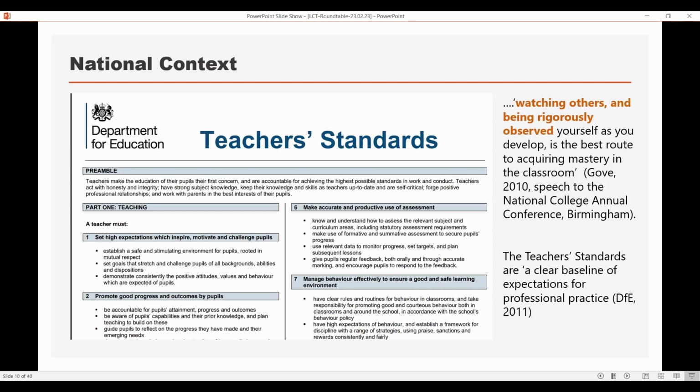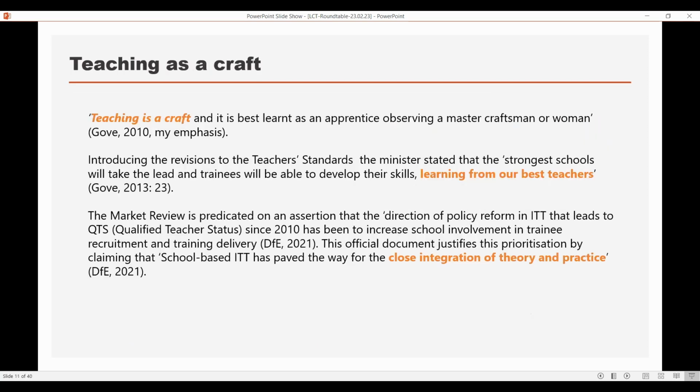The standards are full of command words. So to demonstrate, they're outcome based. And when they were introduced, Michael Gove, the then Secretary of State for Education, he contextualized these standards in the pedagogy of observation. So watching others and being rigorously observed yourself is the best way to develop your professional knowledge. So he associated these standards with the pedagogy of observation and being observed. And that's a theme that is carried through the way that the profession is officially articulated.